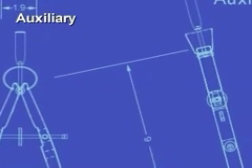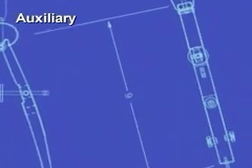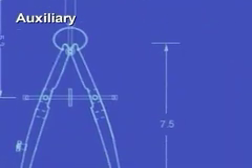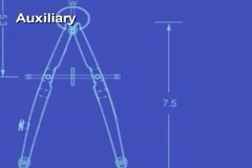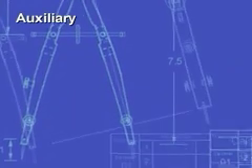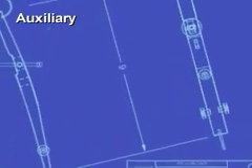Auxiliary views are sometimes needed to show the true length or true width of an angular surface. For example, in this drawing, none of the views express the proper length of the angled leg. Only by drawing an auxiliary view can the true length of the compass leg be shown.